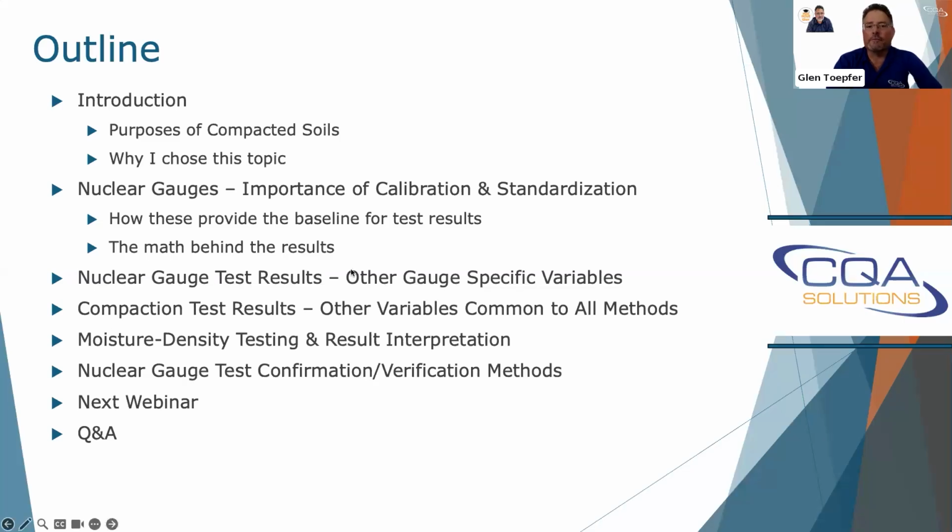Nuclear gauge test results, other variables that impact the gauge that don't necessarily impact other test methods like the sand cone, then compaction test results. We'll look at all the other variables that are pretty common to any method you choose. I just broke it up into gauge specific and not gauge specific. Moisture density testing, the result interpretation as well, taking the test, things that impact the test, and then interpreting the result, which you'd think would be fairly straightforward, but that's not always the case, hence the reason for the webinar.